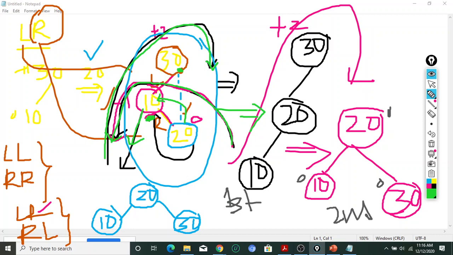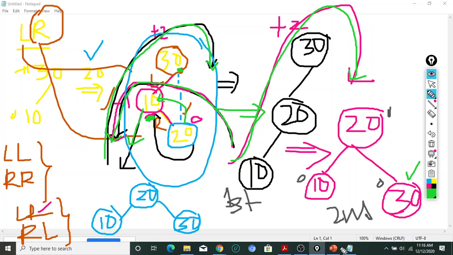After this we perform the right rotation. If I perform the right rotation, 30 will go down to the right hand side. So 30 will be the right subtree of 20, not child, right subtree, because we are discussing a part of this tree, so there may be many other children present. And 10 will be the left subtree. Is it understood?